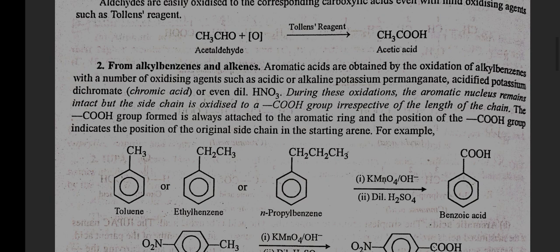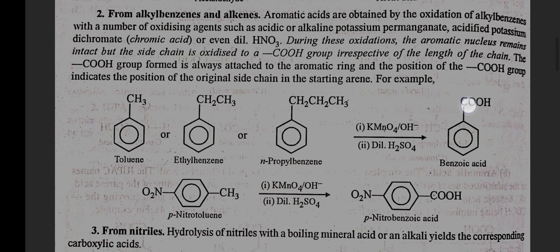Second, from alkyl benzenes and alkenes. Aromatic acids are obtained by the oxidation of alkyl benzenes with a number of oxidizing agents such as acidic or alkaline potassium permanganate, acidified potassium dichromate, or even dilute HNO3. During these oxidations, the aromatic nucleus remains intact, but the side chain is oxidized to a carboxylic group irrespective of the length of the chain. The carboxylic group formed is always attached to the aromatic ring, and its position indicates the position of the original side chain in the starting arene.